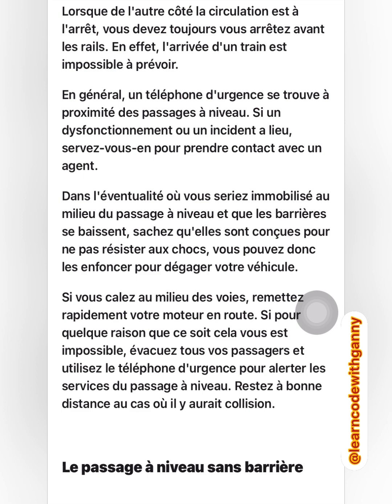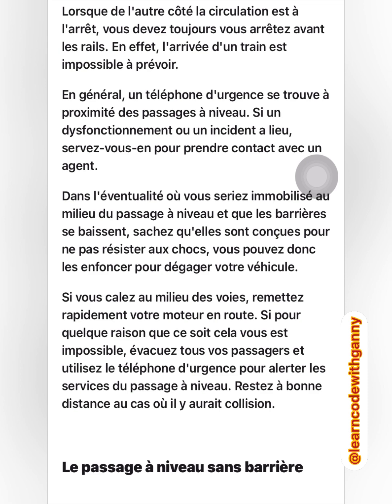In general, an emergency phone is located near the crossing. If a malfunction or an accident occurs, use it to contact an agent. This is it here. Use it to contact an agent in case there is any malfunction on the crossing. In the event that you are immobilized in the middle of the crossing and the barrier falls, know that the barriers are designed not to withstand shock, so you can push them back to clear the vehicle.